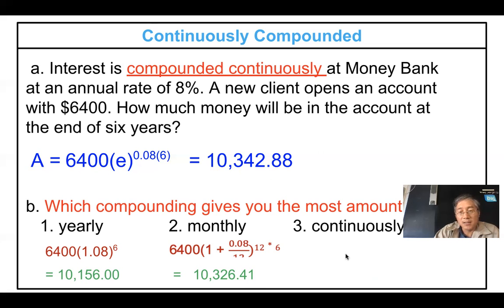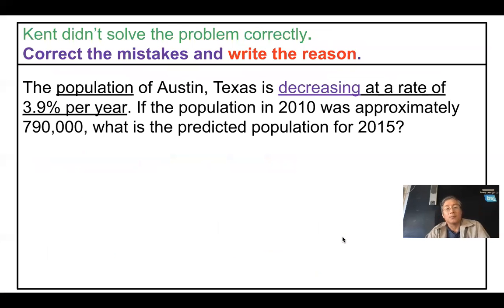So continuous compounding, we already got it, $10,342.88 cents, right? So which one is the most? Yes, continuously compounding case the most. So now this case is a decreasing case, right? Decreasing. So the population was decreasing at a rate of 3.9% per year. So think about it, population, if there's nothing saying about the compounding, we need to use a common sense. Population, people that deliver the babies, or some people die, not under certain time, right? It is happening randomly, continuously. So we usually use continuously compounding, all right?